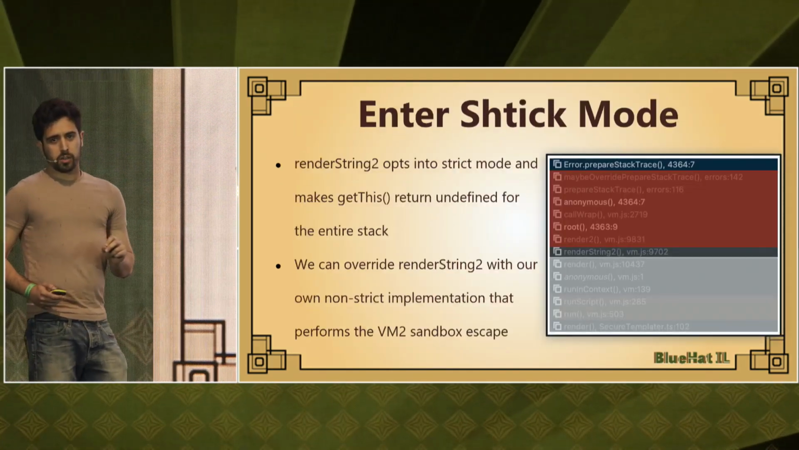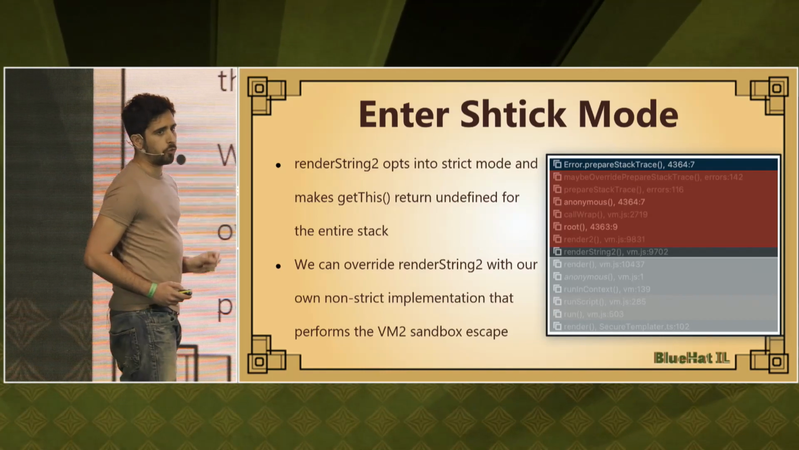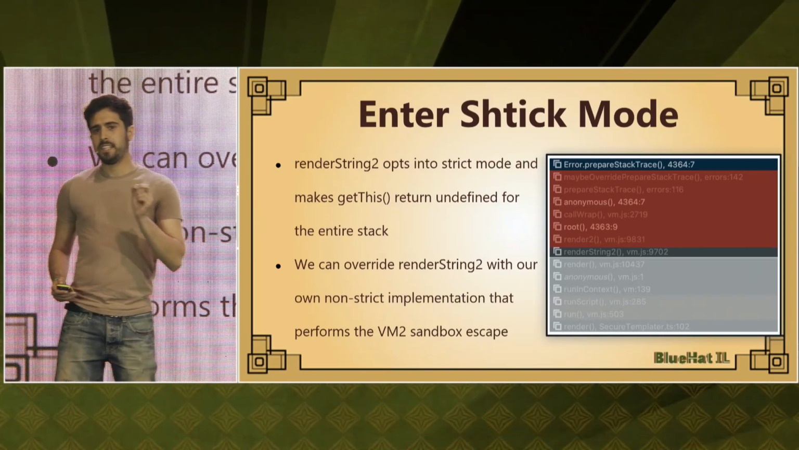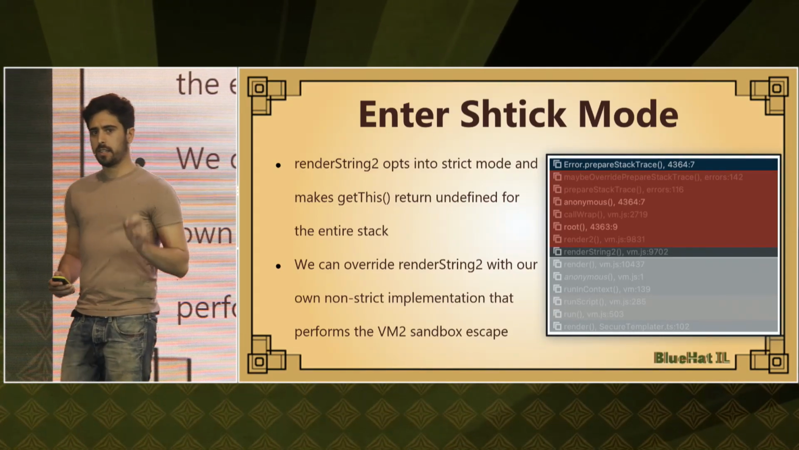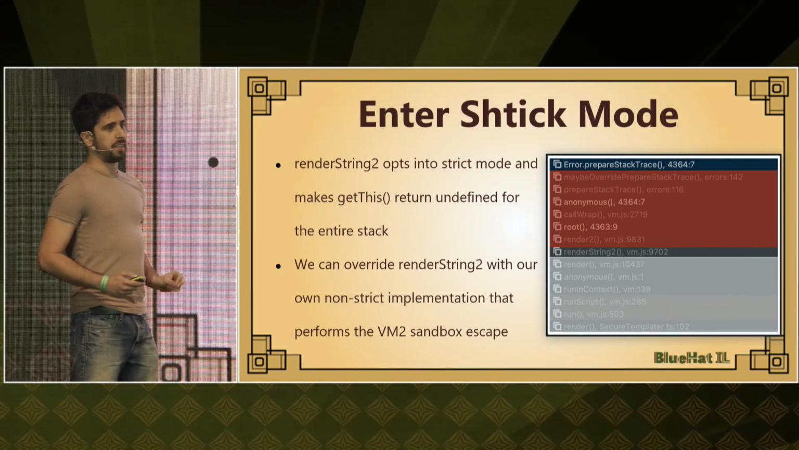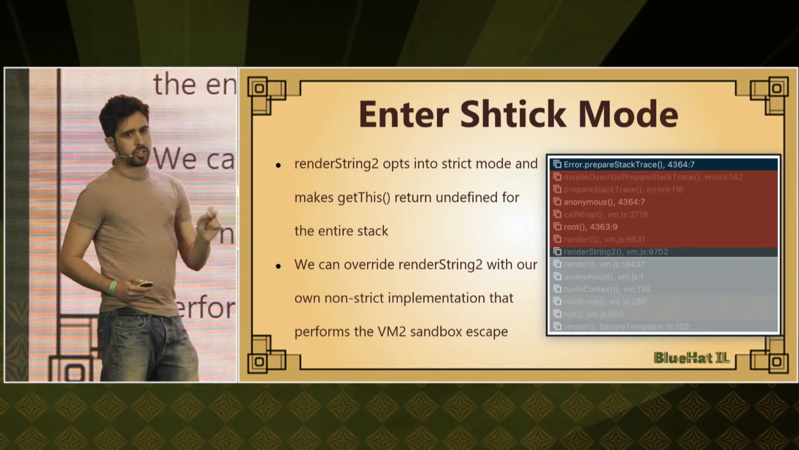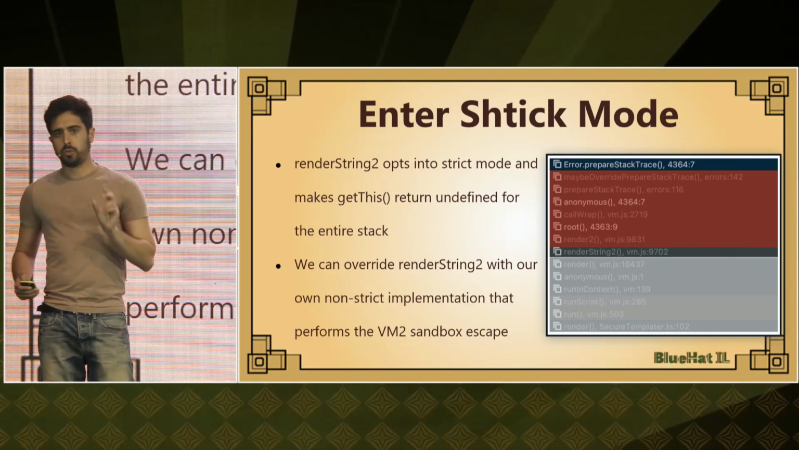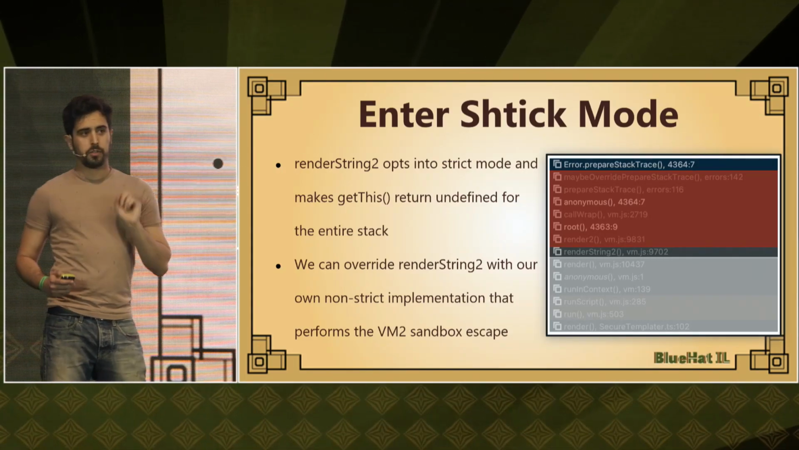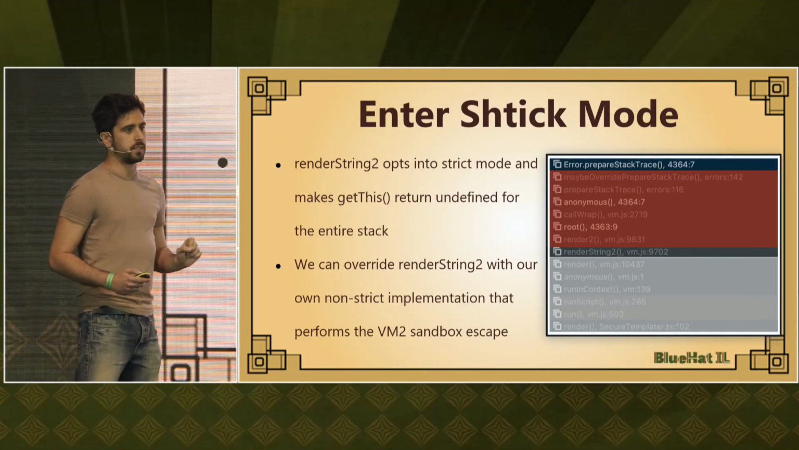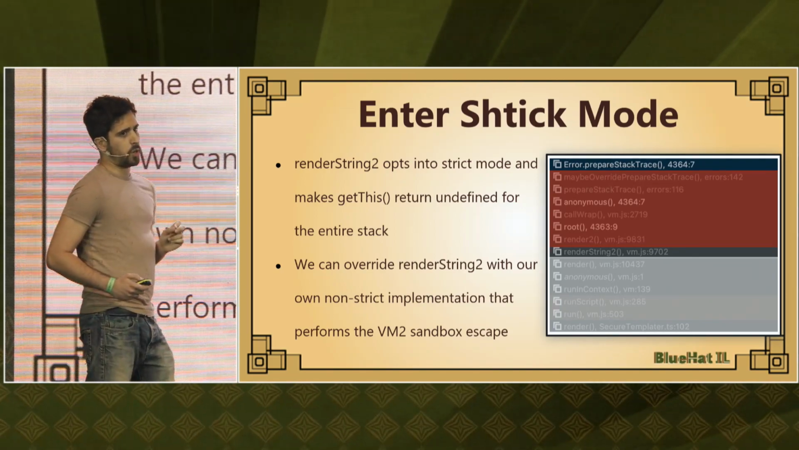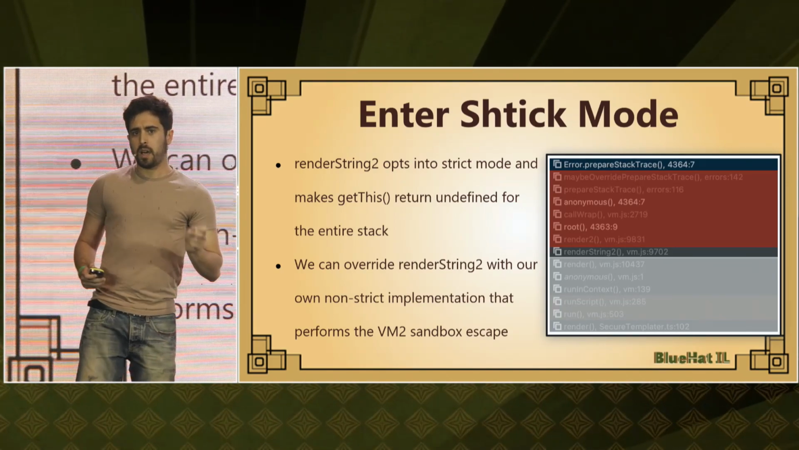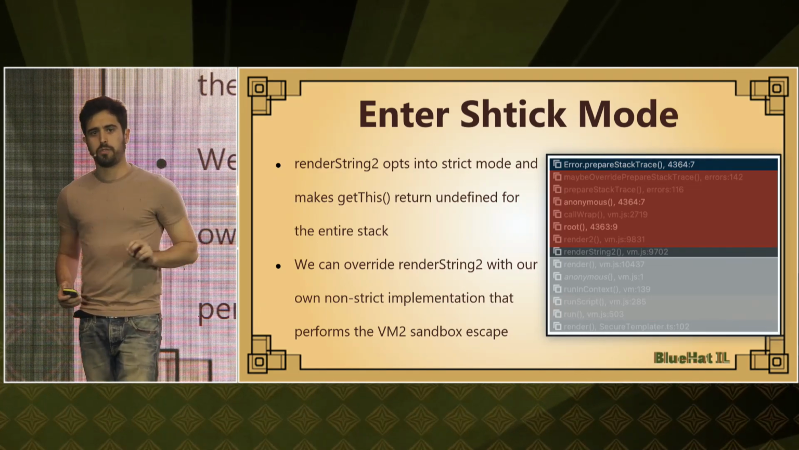So going over the call stack, we were able to find this specific function. This function was the renderString2 function. It's a function that resides within the Nunjucks rendering engine. Mind you, this function still resides within the VM2 sandbox instance. So at this point, we thought to ourselves, how can we escape the strict mode variant?